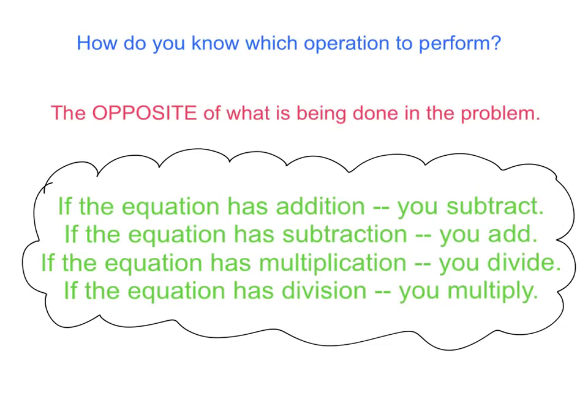So you might wonder, how do you know which of those to perform? You need to do the opposite of what you see being done in the equation. So if the equation has addition, you're going to do the opposite and subtract. If the equation has subtraction, you're going to add. If the equation has multiplication, you'll divide, and if the equation has division, you will multiply. Let's look at a few examples.